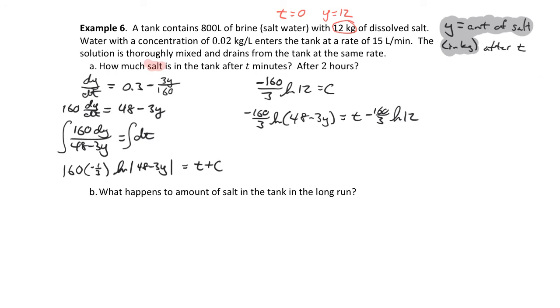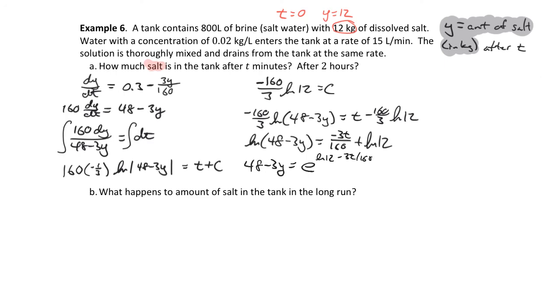We'll now solve this for y. It's going to look a little messy, but it gets a little prettier. If we multiply both sides by negative 3 over 160, we end up with the natural log of 48 minus 3y equals negative 3t over 160 plus the natural log of 12. If we exponentiate both sides, take e to both sides, we end up with 48 minus 3y equals e to all this business. I'm going to write the natural log of 12 first, and I lost my t. Minus 3t divided by 160.